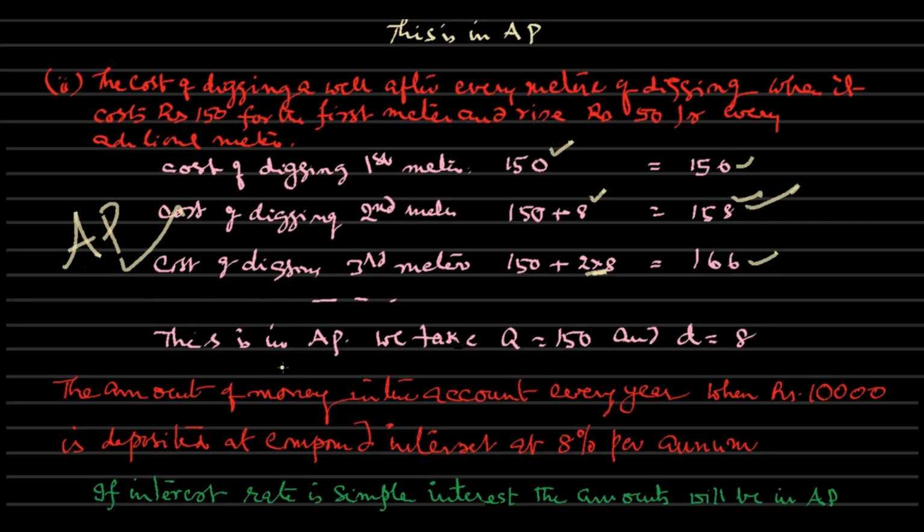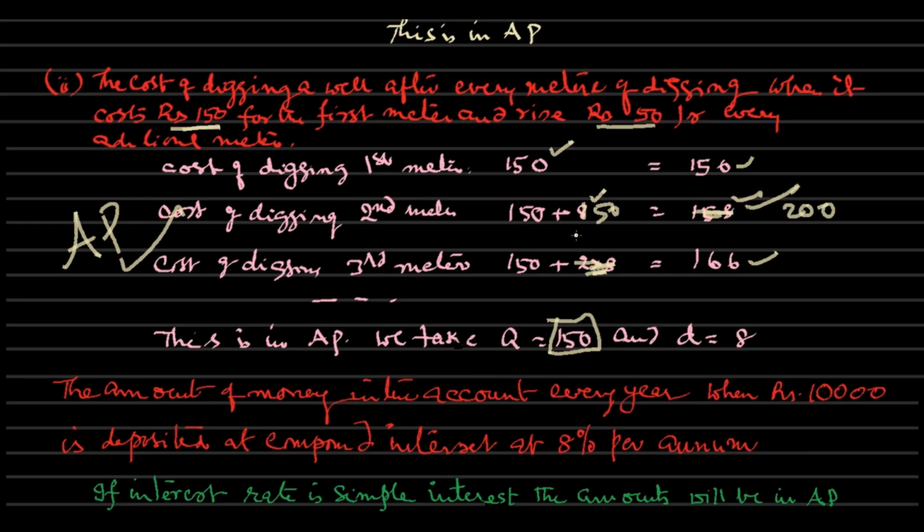AP. Okay? We take A as 150, this one, this one, and this is rupees 50 per additional, and I am adding 50. 150 plus 50 is 200.